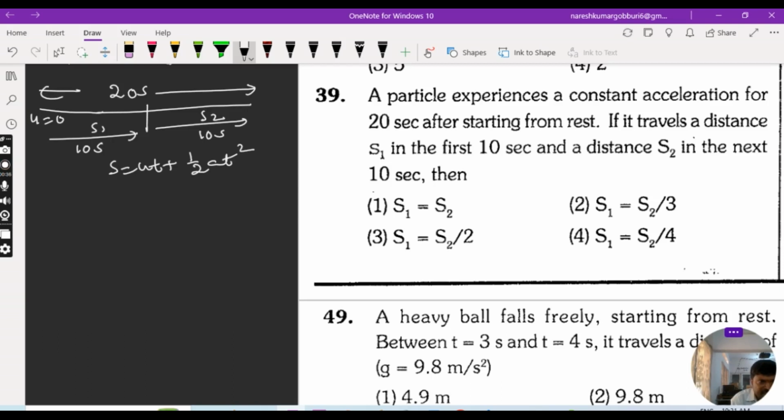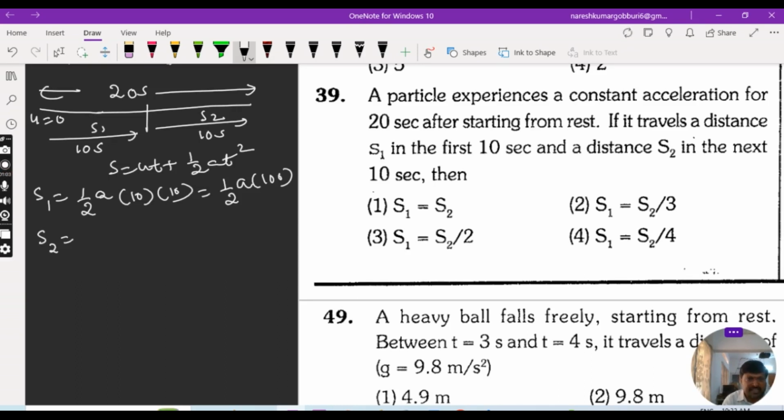In the place of s, write s1. It starts from rest, so u is equal to 0. That is half a t square. T square means 10 seconds, that is 10 into 10. So s1 is equal to half a 100. For the next 10 seconds, in the place of s, write s2.